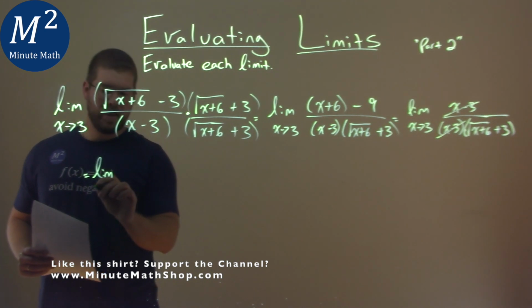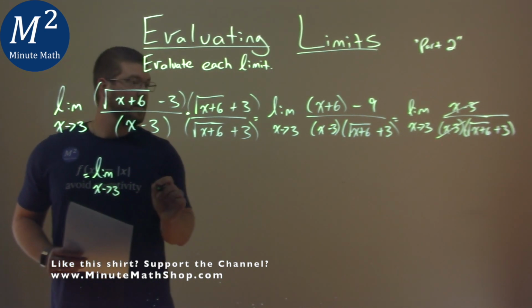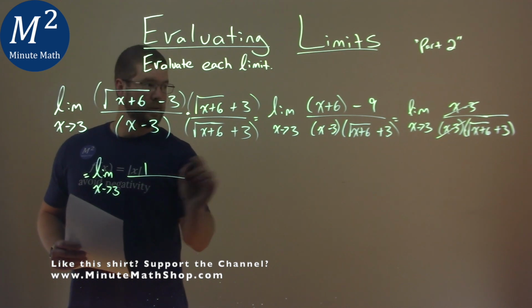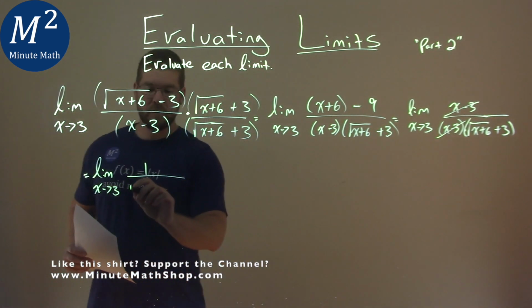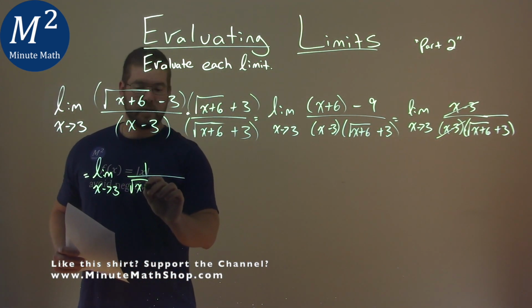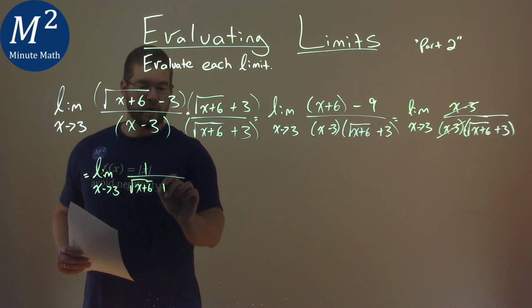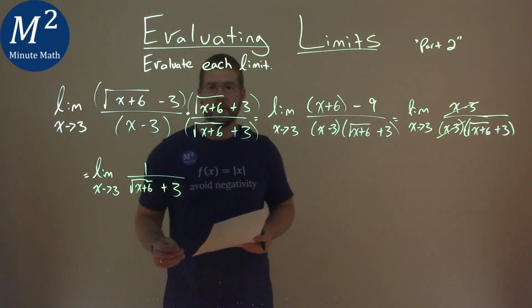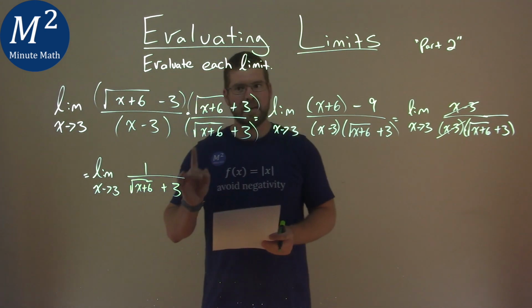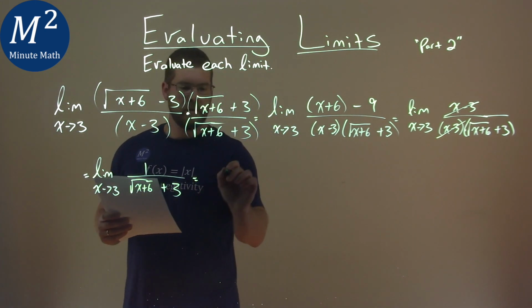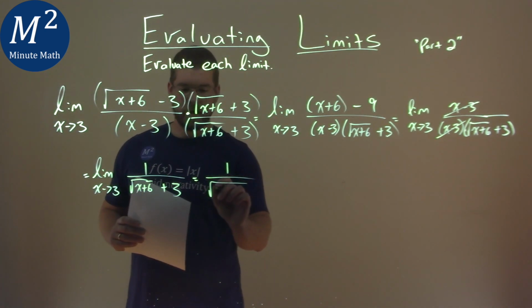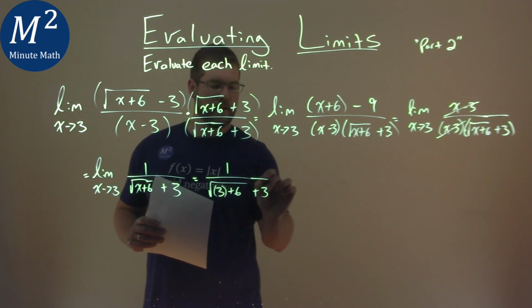The limit as x approaches 3 of 1 over the rest of that denominator, the square root of x plus 6 plus 3. And at this point, we can plug 3 directly in for x to solve this limit. So we have 1 over the square root of 3 plus 6, and we're plugging that 3 in. And then we have plus 3 over here.